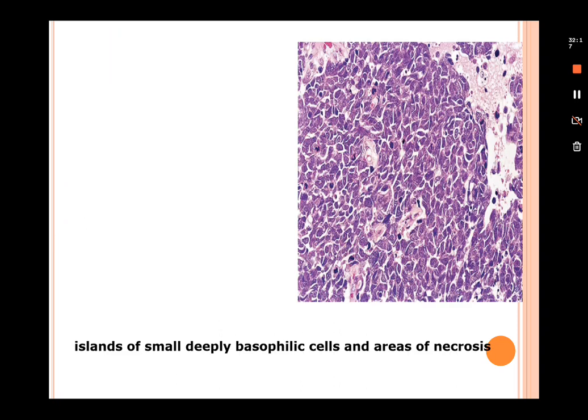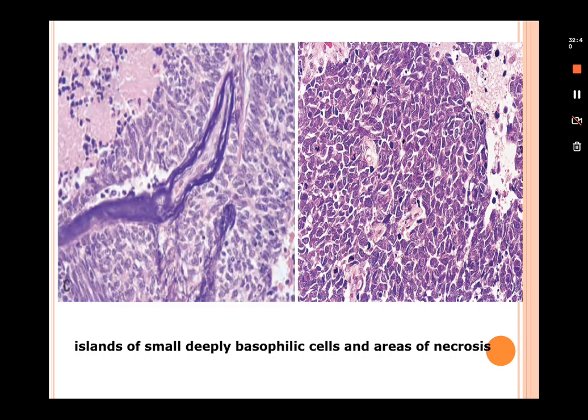So these are small, deeply basophilic cells, and these pink areas are the area of necrosis. Do you see these dark purple things? These are all mitoses. Told you, a high mitotic count is seen. Whenever a tumor is dividing a lot, it means it's high grade. It's not well differentiated. It is poorly differentiated, and it has a lot of mitosis and a lot of necrosis. Again, these are islands of cells.